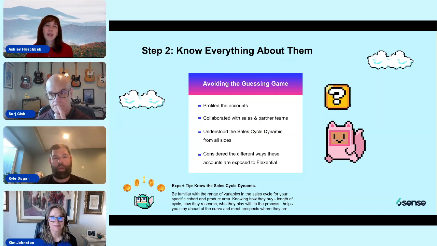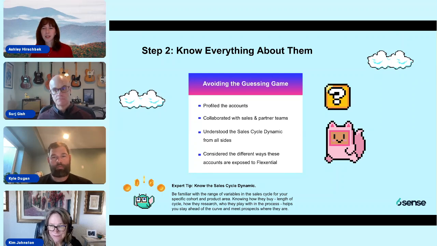So in considering all of that, it helped us formulate what our program would look like, considering we had to reach not only the direct account, but maybe also influence that third party, because they're also going to indirectly drive awareness of Flexential to that account or set of accounts. So knowing the sales cycle dynamic helped us create a very dynamic approach to the way we executed our campaign. The expert tip here: really know all of those dynamics on both sides of the mirror.